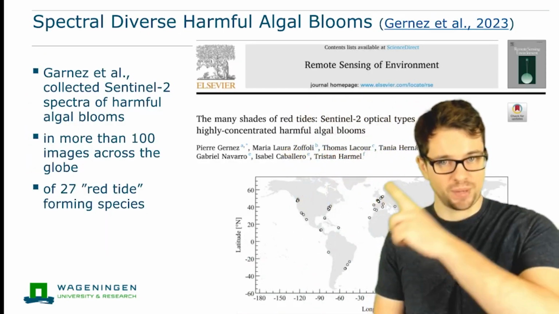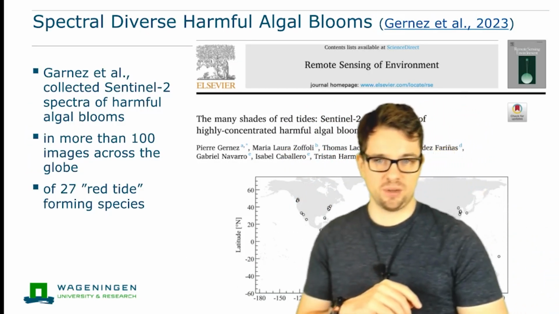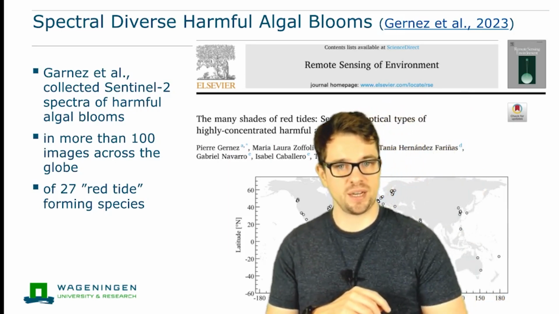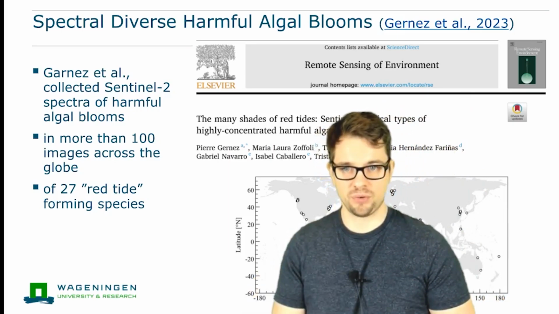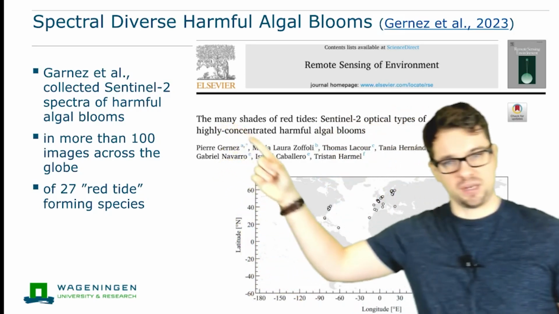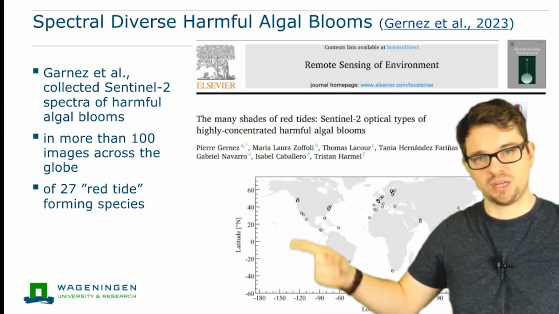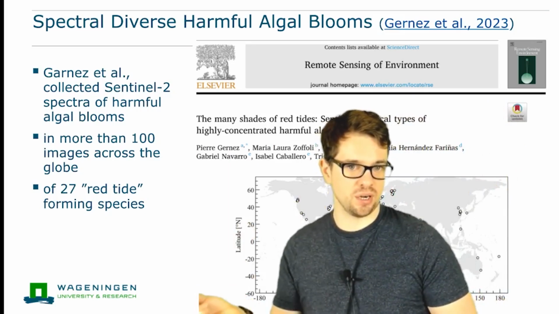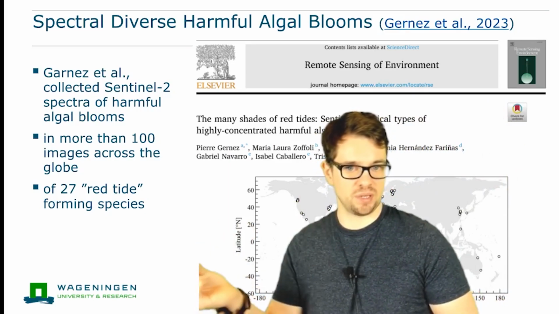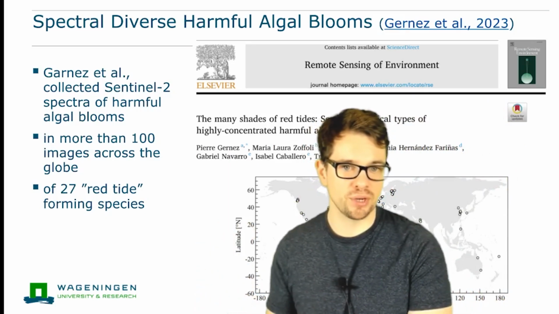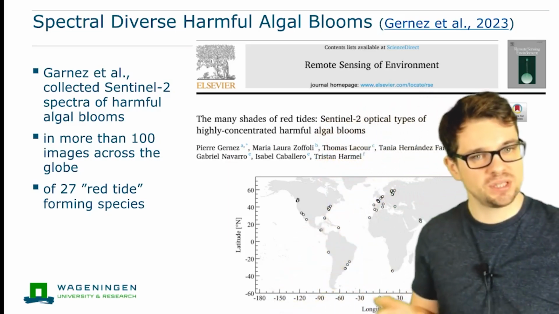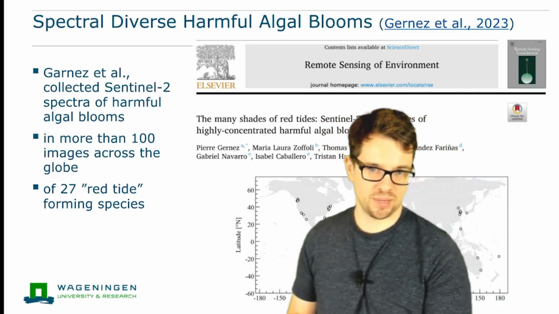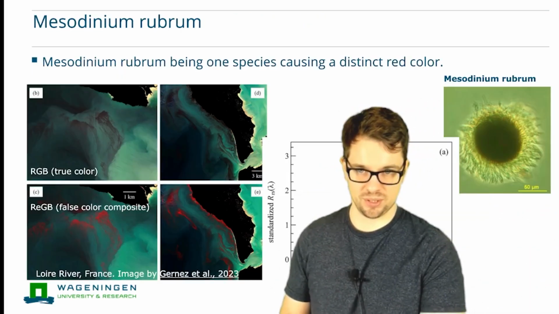So I took up this paper here that has a perfect title, on many shades of red tides, where red tides is also a different term for harmful algal blooms. They compared 27 different species on 100 images, and they looked at the spectra of the different species of algae causing algal blooms and compared them with how they appear visually. I can give you a few examples just to highlight the diversity of algal blooms in our aquatic environment, in this case in the open oceans.